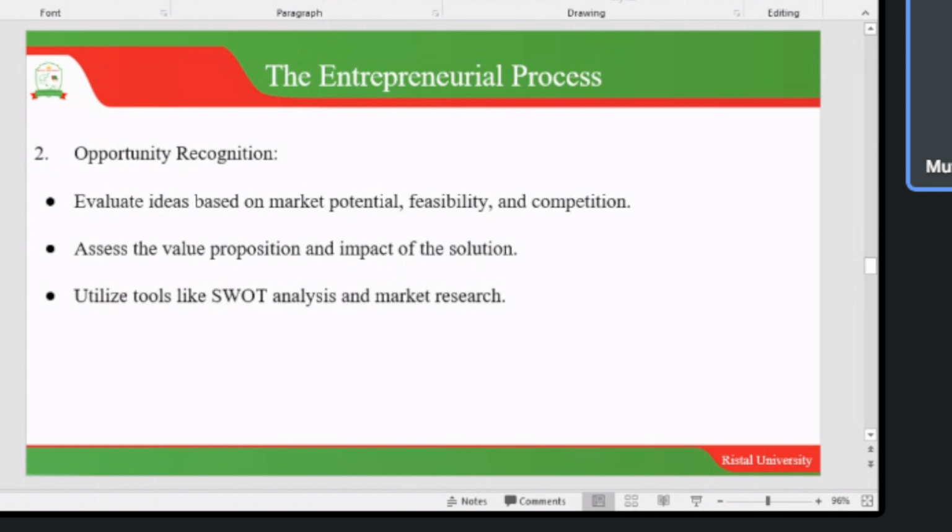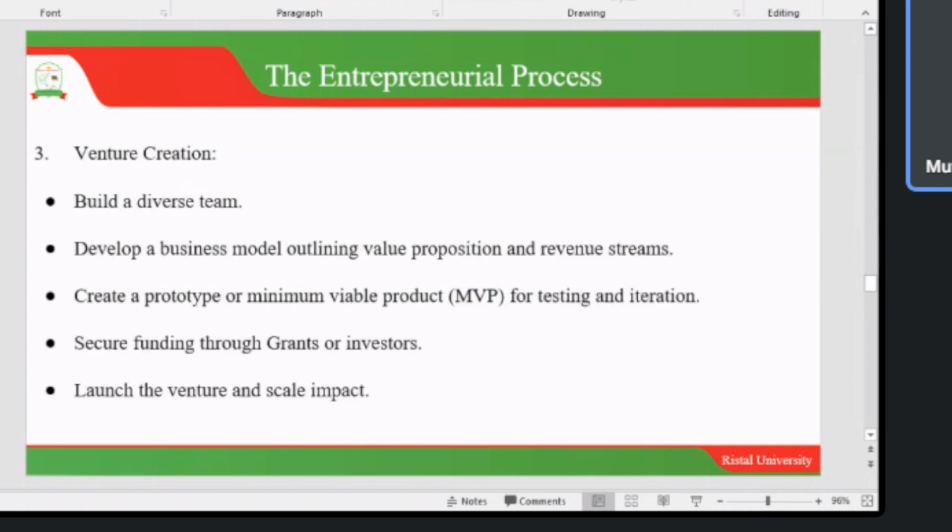Okay. Then we also use tools like SWOT analysis and market research to enable this opportunity to be recognized in full. Okay, so when we use SWOT analysis, like we are going to see later, we are going to look at how strong is our model or our solution, then what are its weaknesses, but then also what are the opportunities that are out there and the threats that could be present and go against our idea or our solution that we are proposing.